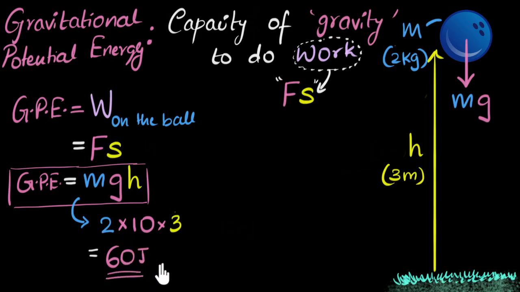And what does that mean? This means that if I let go of this ball, then gravity will do 60 joules of work in pushing that ball or pulling that ball from here to here.